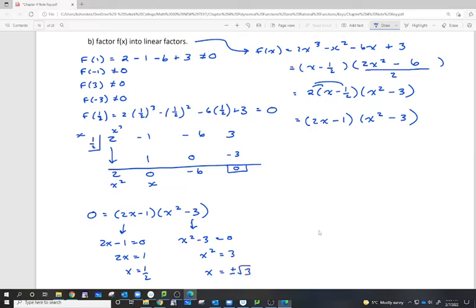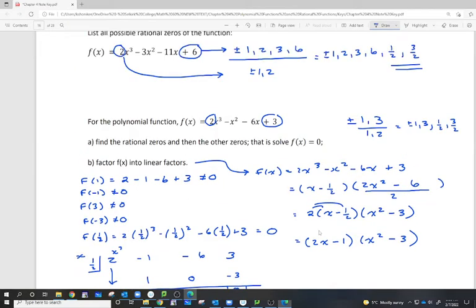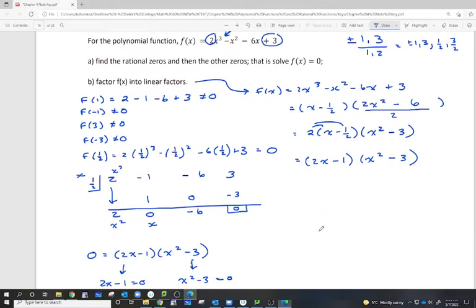So I got 3 zeros, which matches the fact that this was a cubic function. So when you have a cubic function, you should get 3 zeros. Some of them might be imaginary, some might be irrational, but there's always going to be 3.